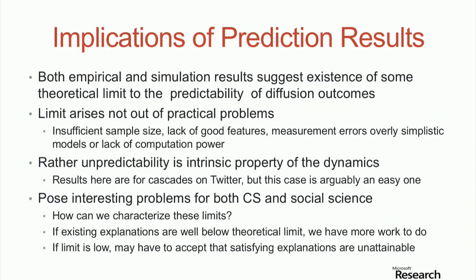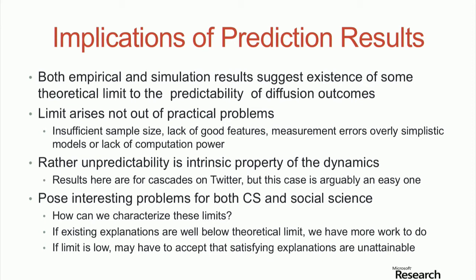So this has implications both for computer science and for social science. On the computer science side of things, we don't really have a good language for talking about this. We don't have a framework where you give me the set of features of your system and I'll tell you what the theoretical prediction limit is for your system. I'm not aware of any framework for answering these kinds of questions. And from the social science side, once we know what that limit is, how does that change the kinds of explanations that we think are satisfying, right?